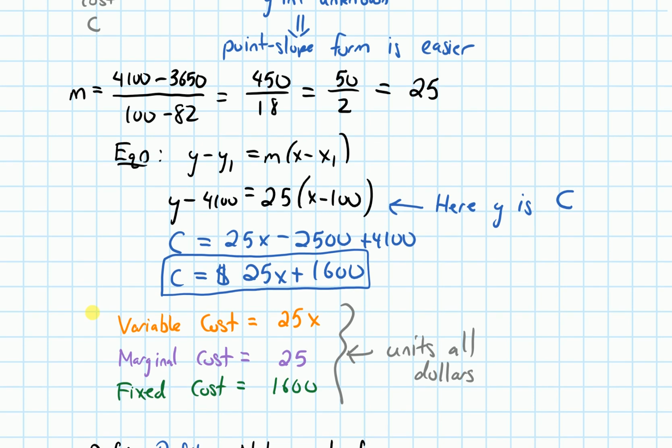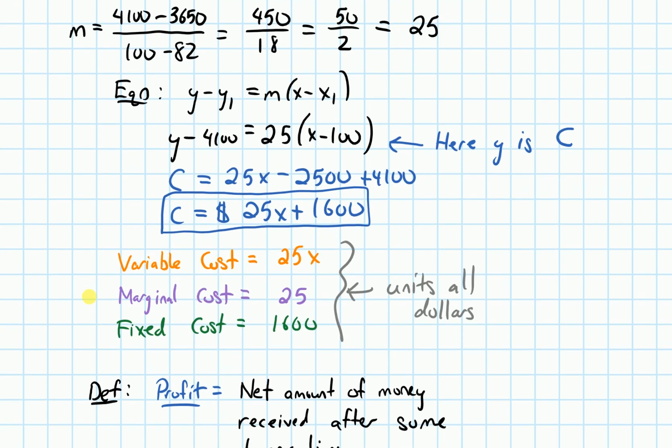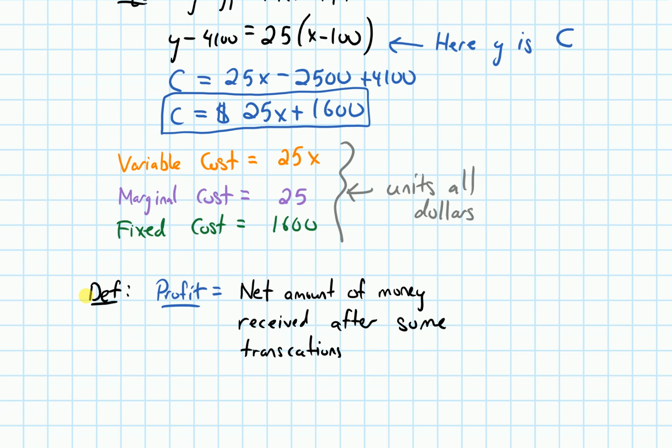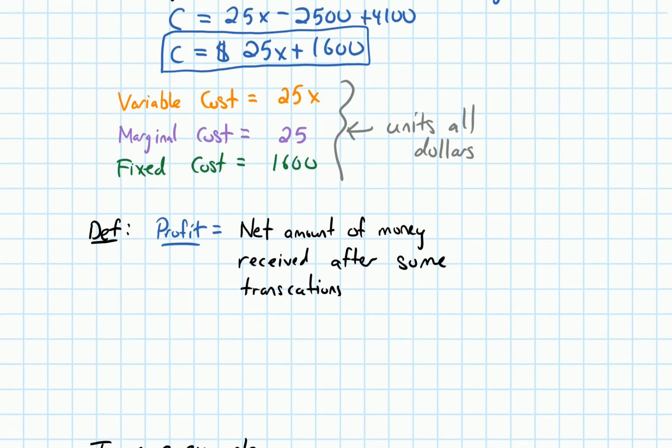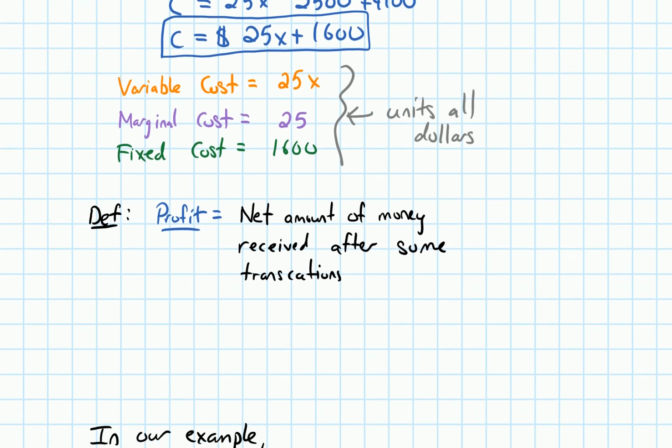All right, so now that we've talked about revenue, let's talk about profit. So profit is the net amount. I'm going to highlight this. It's the net amount of money that's received after some business transactions. And this is after subtracting the costs.